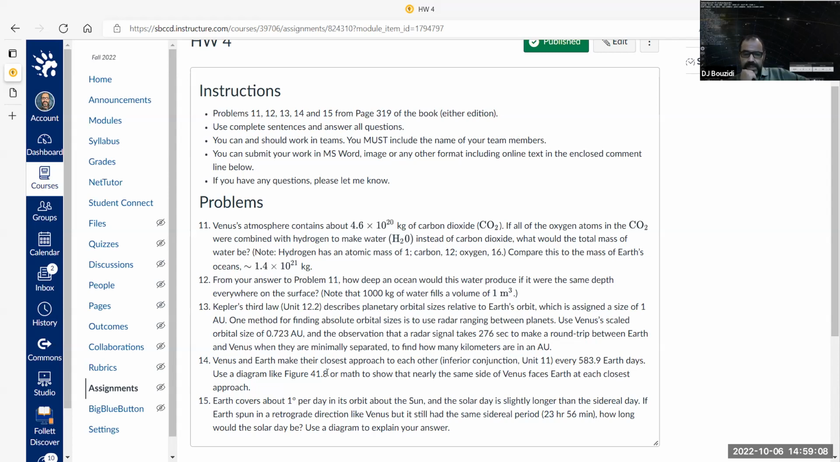If Earth spun in a retrograde direction like Venus, but it still had the same sidereal period of 23 hours 56 minutes, how long would the solar day be? Well, in this case, instead of being more than the sidereal day, it's going to be less than the sidereal day. So in other words, the day on Earth would be 23 hours and 49 minutes. That's giving you basically the bulk of these problems.